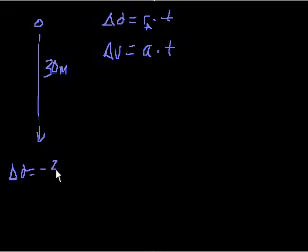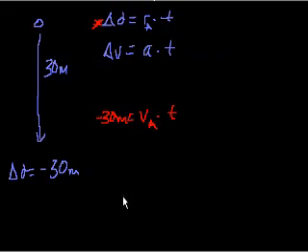So the change in distance is minus 30 meters, right? So let's plug that in straight. Minus 30 meters is equal to the average velocity times time, right? Well, what's the average velocity? Let's see if we can figure that out. Well, we know the average velocity is just the average of the initial and the final velocity. Well, what's the initial velocity? The initial velocity is 0. VI is 0. The final velocity is, well, it's the final velocity.